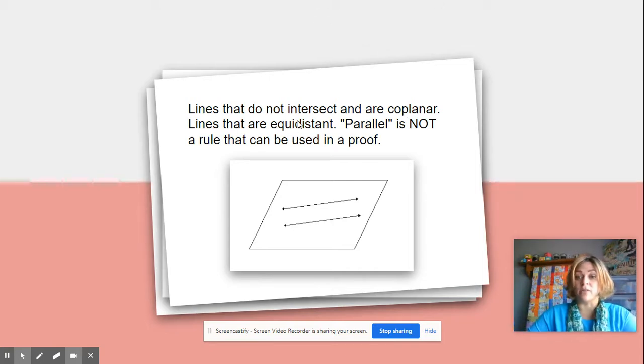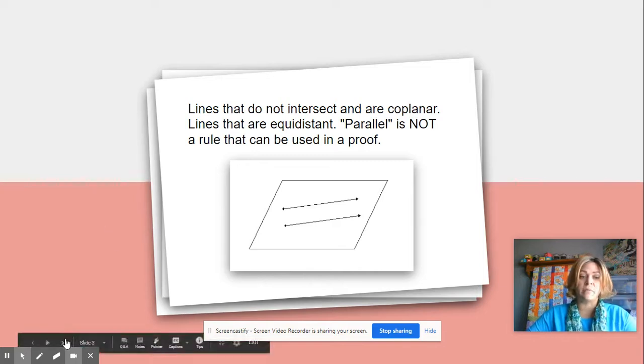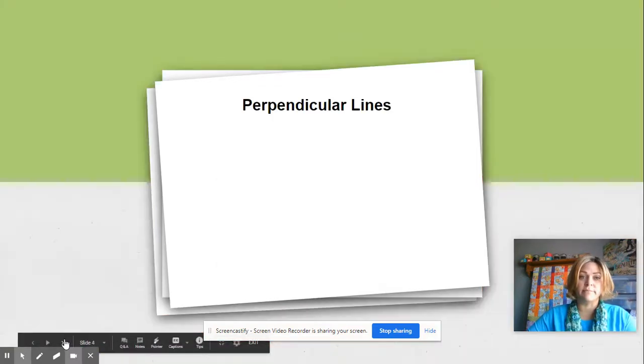Lines that are equidistant, or the same distance apart, parallel is not a rule. So if you are writing a proof and you are ever tempted to say parallel, that's an automatic wrong answer. Parallel is not a rule. It is just explaining how the lines are positioned.